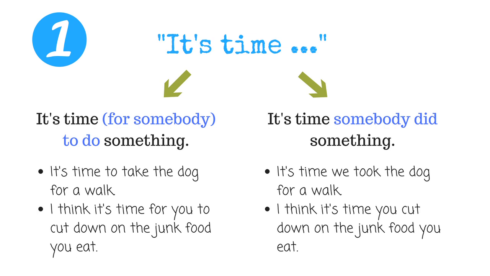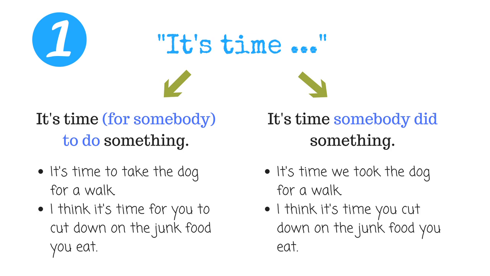Okay. Second example. I think it's time for you to cut down on the junk food you eat. So perhaps I see that you have put on some excess weight. And as a friend, I want to give you a piece of advice. And I'm telling you this. You know what, Maria? I think it's time for you to cut down on the junk food you eat. So I'm specifying it, see? You have put on the excess weight. You should reduce the amount of junk food you consume. So I use the other form. It's time for somebody to do something.